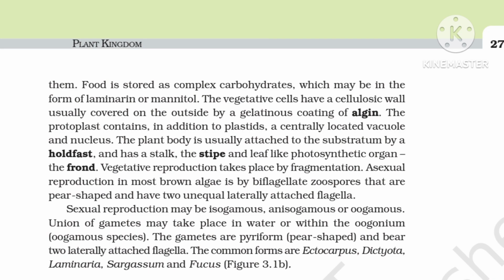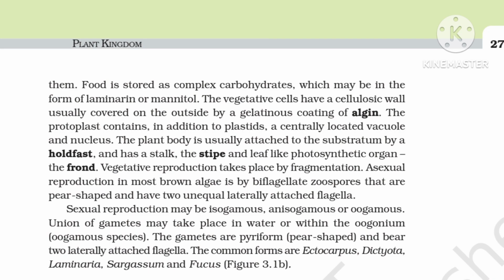The vegetative cells have a cellulosic wall usually covered on the outside by a gelatinous coating of algin. The protoplast contains, in addition to plastids, a centrally located vacuole and nucleus. The plant body is usually attached to the substratum by a holdfast, and has a stalk, the stipe, and leaf-like photosynthetic organ, the frond. Vegetative reproduction takes place by fragmentation. Asexual reproduction in most brown algae is by biflagellate zoospores that are pear-shaped and have two unequal laterally attached flagella.